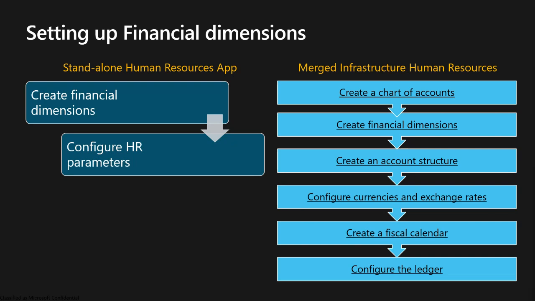These steps have to be done in each legal entity. You can create one chart of accounts and one set of financial dimensions and account structures and share them across all of them. Your fiscal calendar can technically be shared as well, but the ledger is legal entity specific. So if you have many legal entities, you'll have to repeat that step in each one of your legal entities.